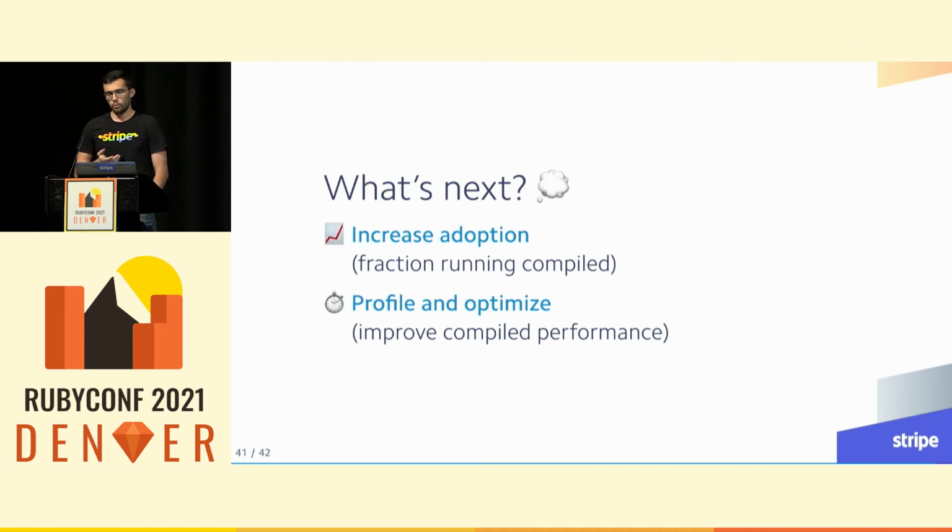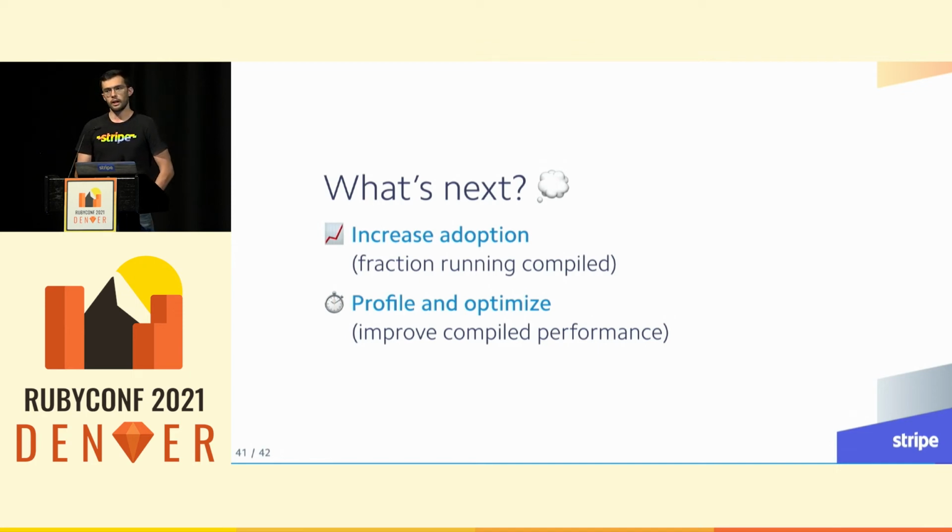So that is kind of what we've been working on. The next steps that we have are kind of twofold. The first is we haven't quite gotten to the level of adoption that we want internally. We've definitely been adding a lot of compiled true files, but our most immediate next step is just to continue compiling more things.